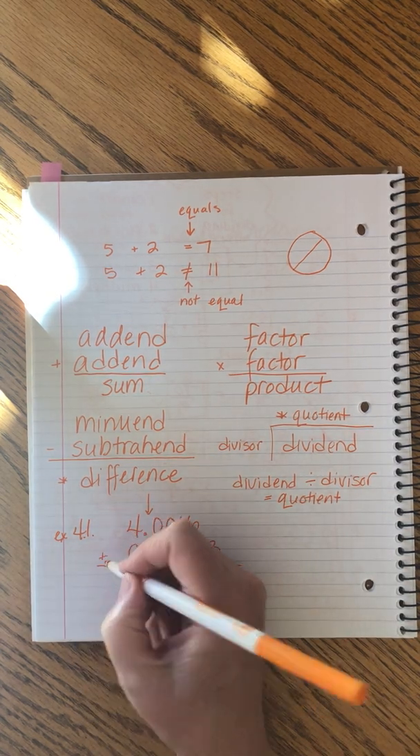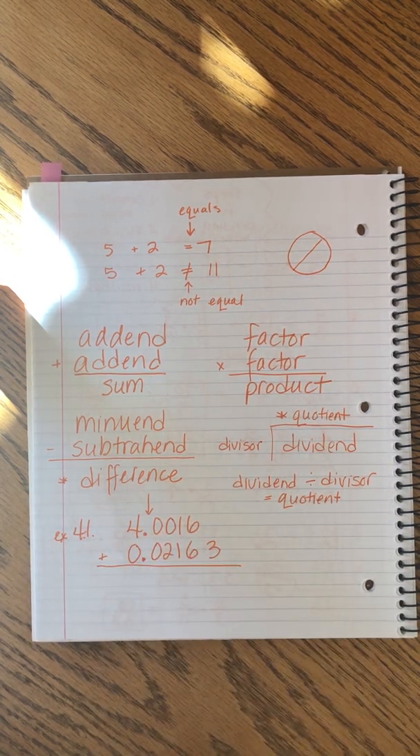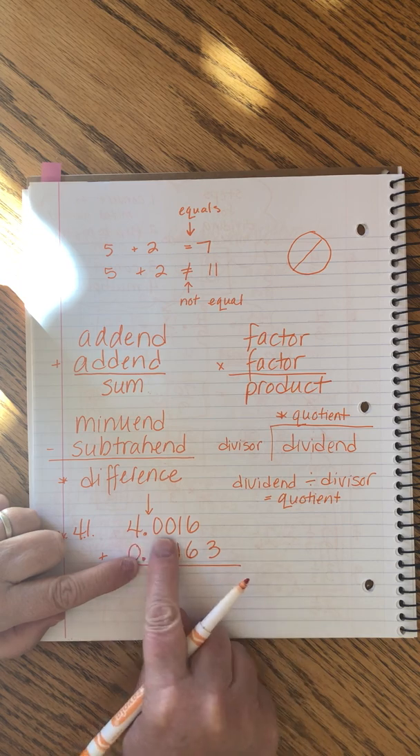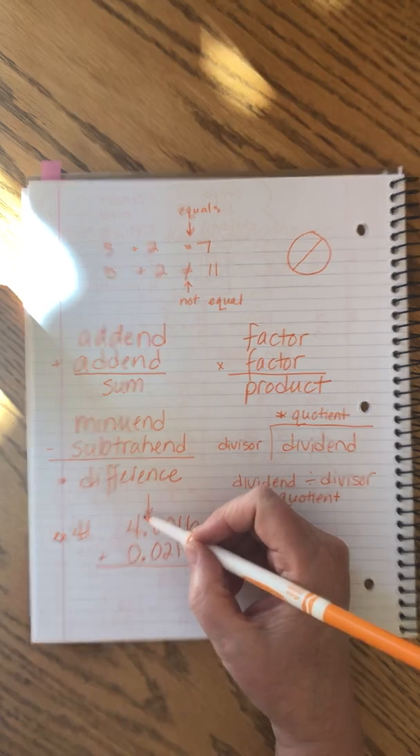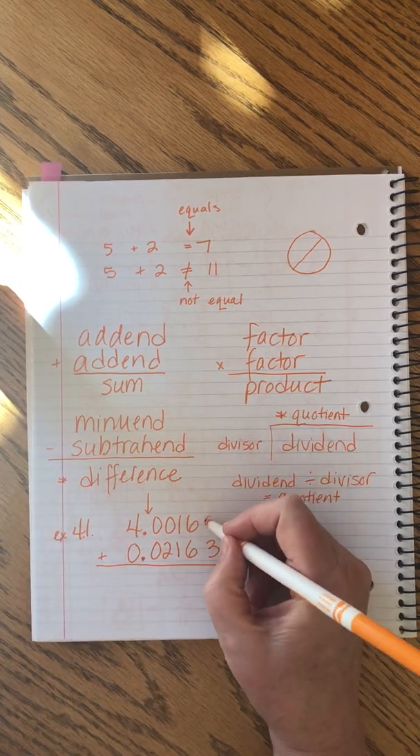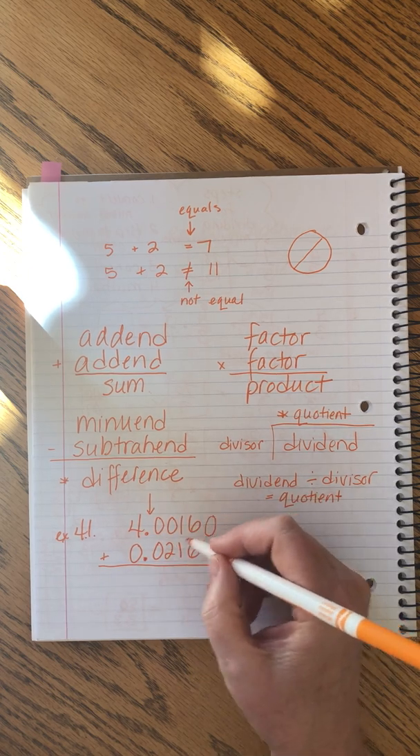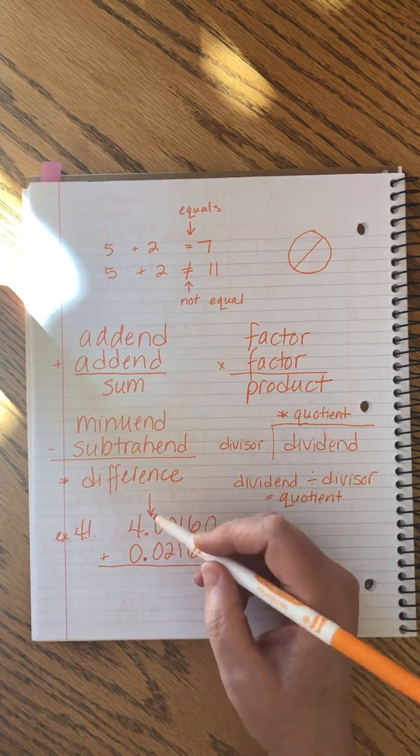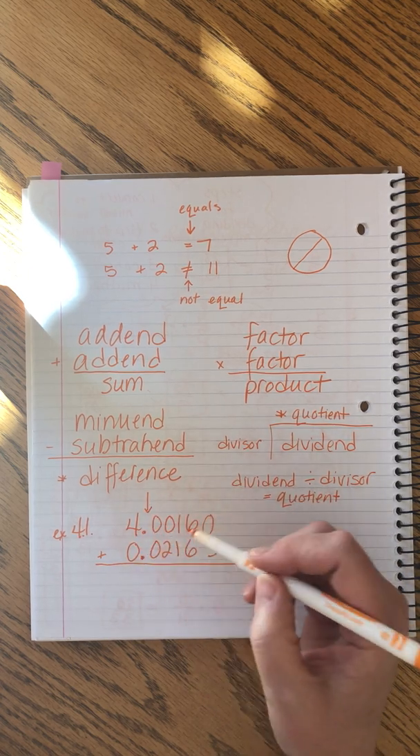The important thing when we're adding or subtracting decimals is to line up the decimal places, right? It doesn't matter if they have a different number of decimals. Do this first. Then if you want, you can fill in with 0 so that they have the same number. But the most important thing is just to line these puppies up.